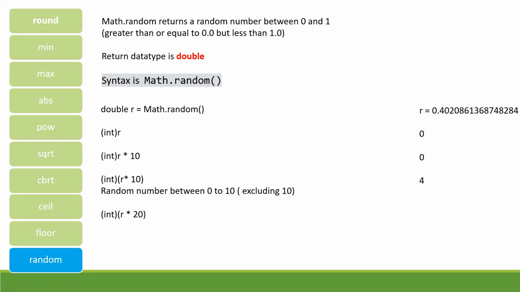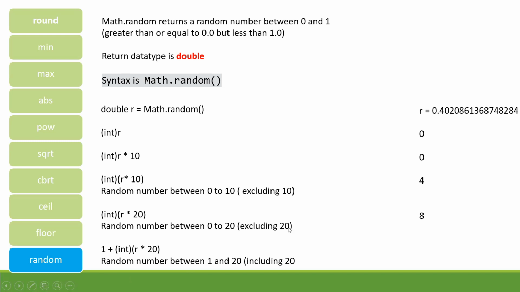Fine. Similarly, if I do into 20 with the bracket, it will give me a random number between 0 to 20 excluding 20. In this case, we will get an 8, because r into 20 will be 8 point something, and integer of that will be 8. If we do 1 plus int of r into 20, so this was giving me a random number between 0 to 20. If I add 1, it will give me a random number between 1 to 21. Or rather between 1 to 20, and it will include 20 over here.